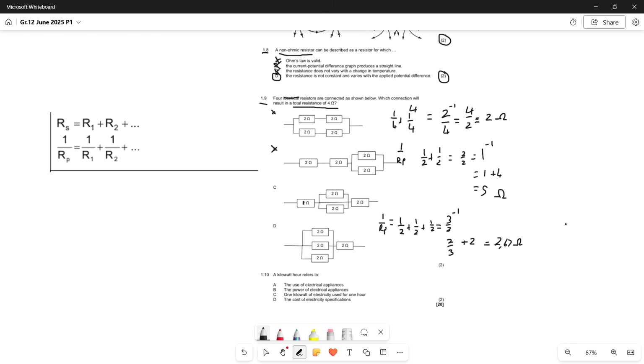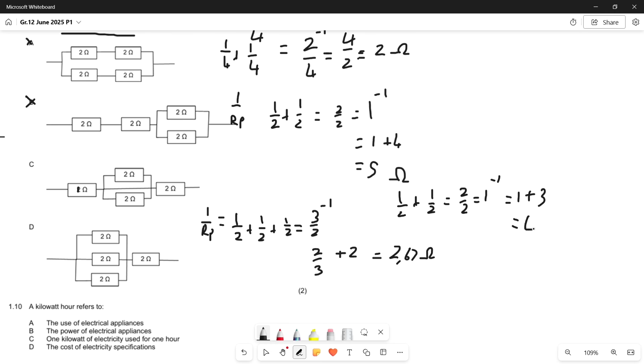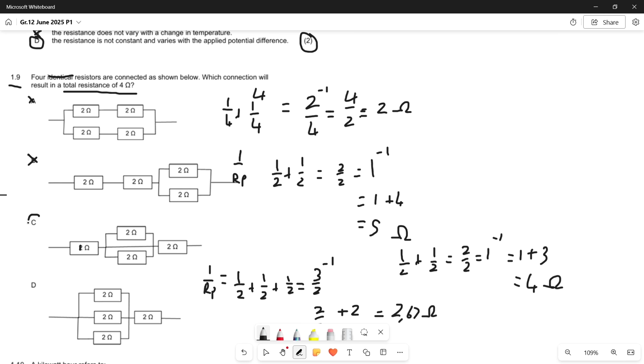So that means we only have one option left, which is C in this situation, and therefore 1 over 2 plus 1 over 2 equals 2 over 2, which equals 1 to the negative 1, which equals 1. So we have 1 plus 1 is 2, 2 plus 2 is 4, and therefore we have 4 ohms over here, and our answer is C. But once again, the memo was wrong here. We had to change this question to make it work based on the memo, removing the identical resistor to get the total resistance of 4 ohms.